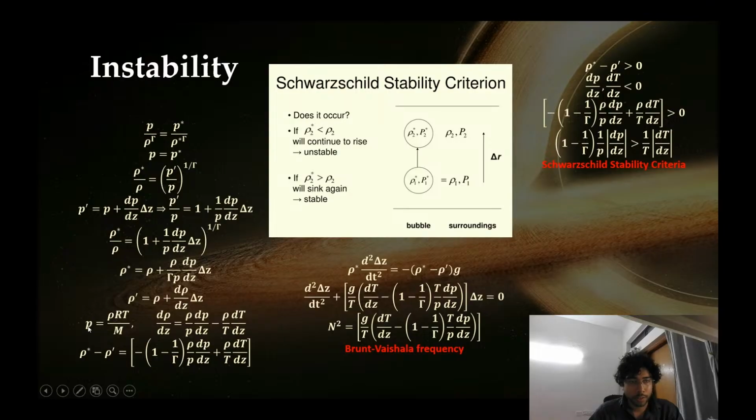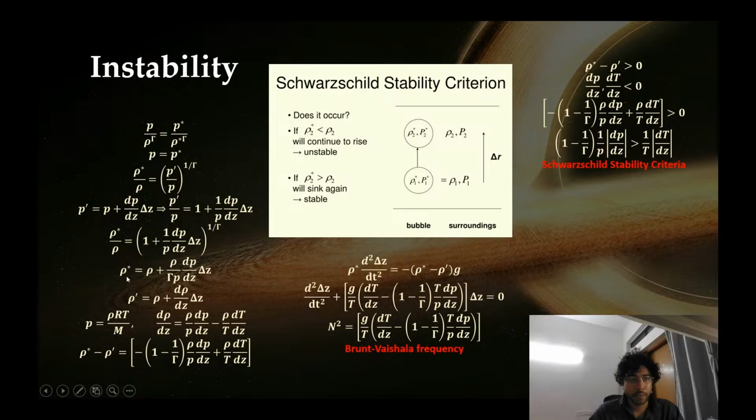Now we also have the ideal gas relation, which is P equals rho RT by M, and then again taking the derivative on both sides, we get d rho/dz equals rho by P dP/dz minus rho by T dT/dz. So that is just by taking the derivative of this equation.